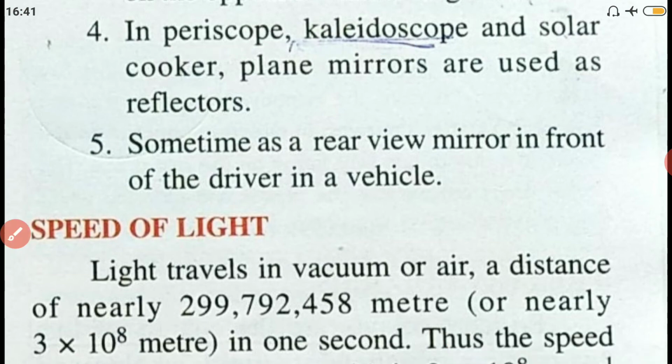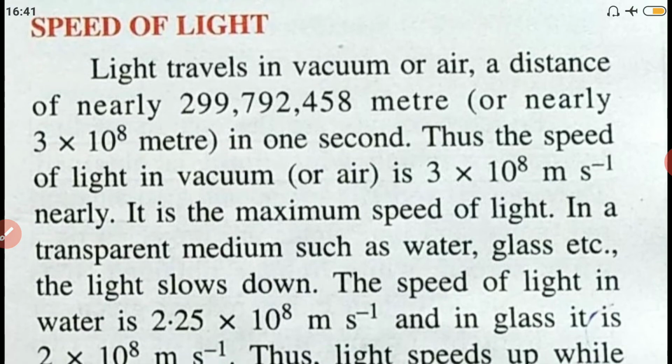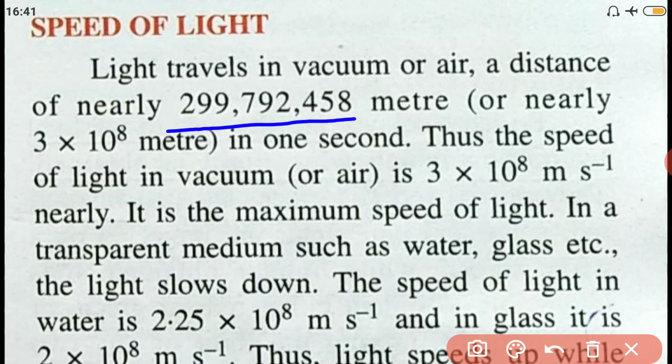Now going to the last topic from this chapter, that is light energy. Speed of light. Light travels in vacuum or air. It doesn't need anything to travel, right? It can even travel in vacuum. A distance of nearly this number here, in meters, or nearly I can say 3 followed by 8 zeros, in 1 second. So it is the fastest thing in the universe. Thus the speed of light in vacuum or air is 3 into 10 to the power 8 meter per second nearly. It is the maximum speed of light.